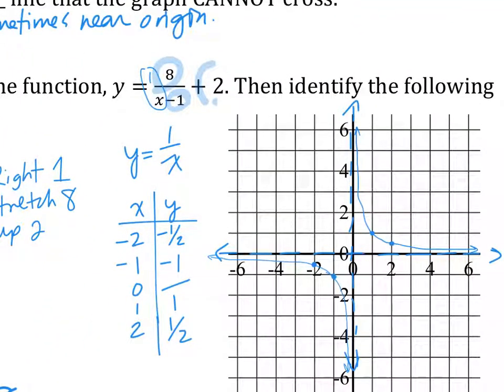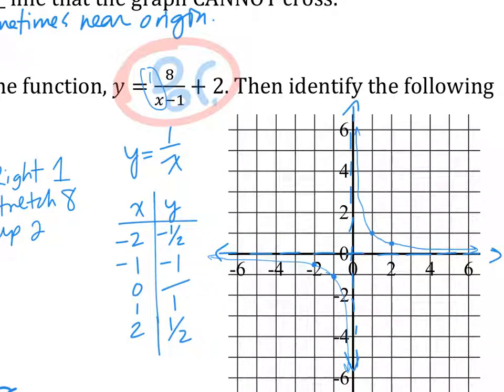So according to this equation, we're going to go right 1, stretch 8, up 2. Right 1, stretch 8, up 2. Okay, so let's think about it. If I move right 1, my vertical asymptote is going to move right 1. Yes? If I move up 2, my horizontal asymptote is going to move up 2. So my new asymptotes are going to be at x equals 1 and y equals 2.